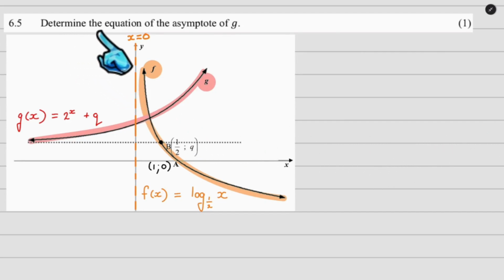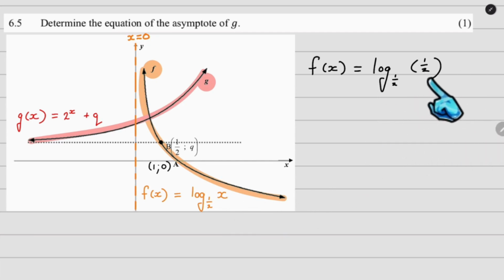6.5 asks me to determine the equation of the asymptote of G. So remember, G is our red graph and its asymptote is over here, and I'm going to use this point to get the y value for this asymptote. So I'm going to have to use the orange graph, and I'm going to put this half into x's place over there and solve for q. And this is only worth 1 mark, so it shouldn't be that difficult to calculate. But let's go ahead and put that half into x's place here and see what it spits out.